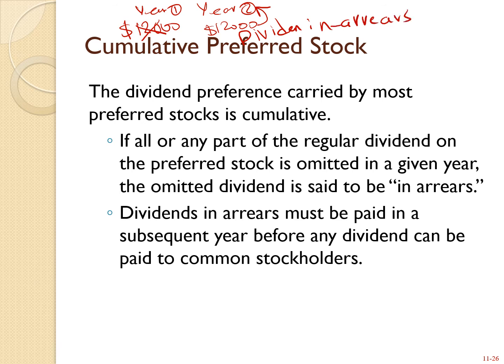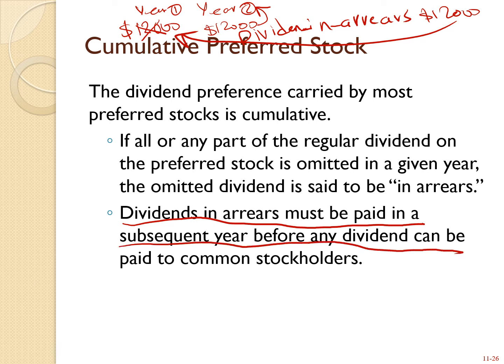As if dividends are queuing, you know, when you stand in the queue waiting your turn. So the dividends in arrears are also $12,000 that came from the previous year. And for this year, year 2 itself, there is also $12,000. So dividends in arrears must be paid in a subsequent year or the following year before any dividend can be paid to common stockholders. Okay?